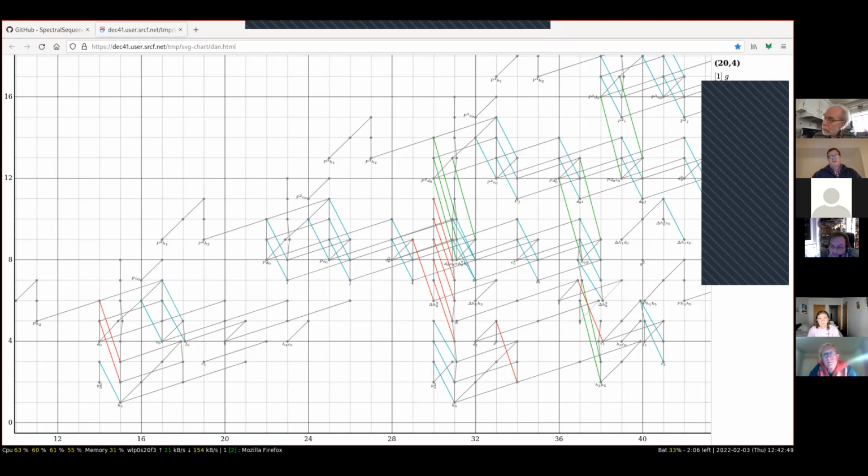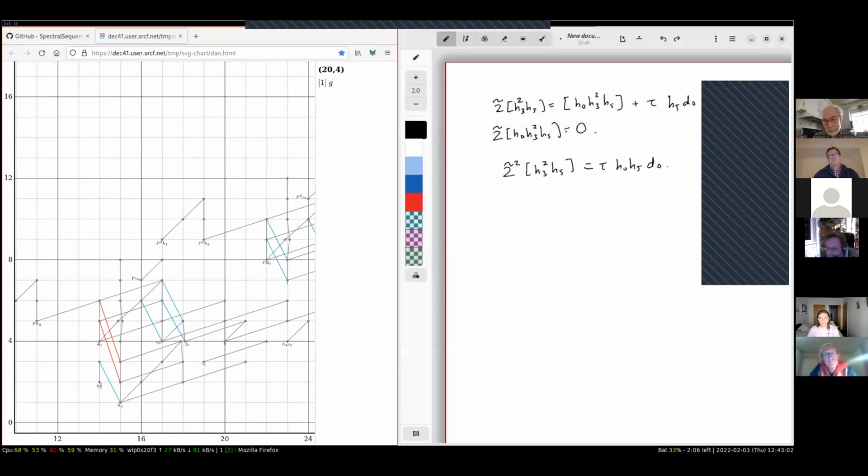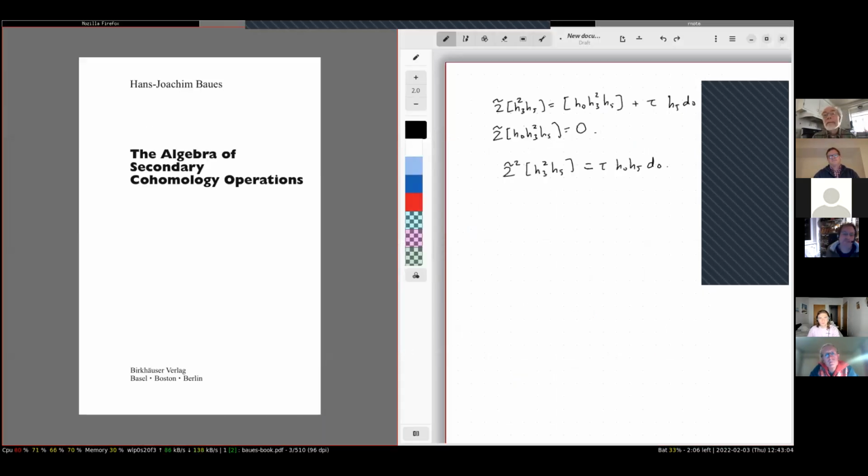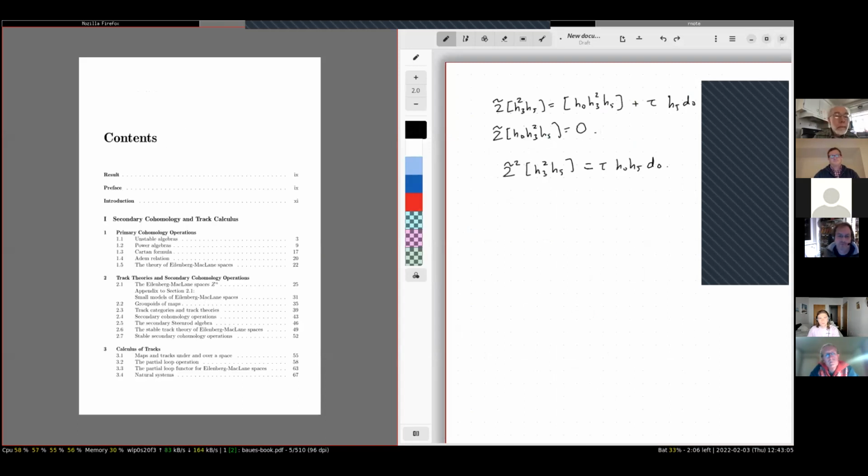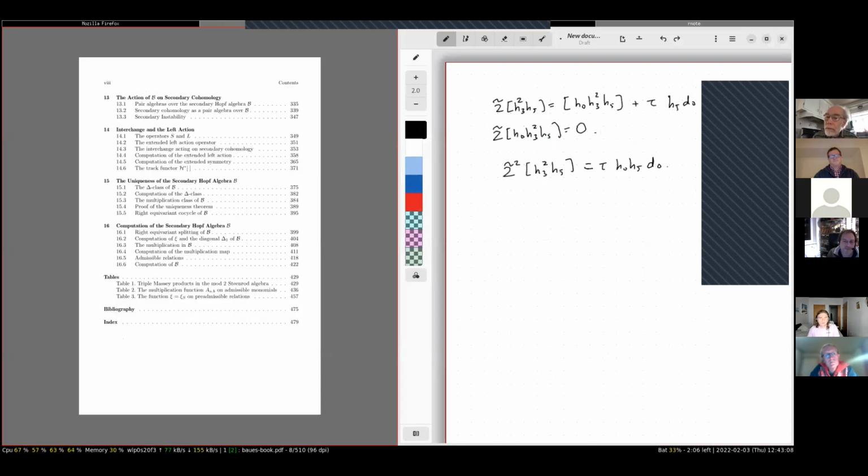What about the C-motivic secondary Steenrod algebra? I have zero idea. An embarrassing thing is I still have no idea how Bauer computed the secondary Steenrod algebra. I'm not sure if anyone does. He has this very long book, which I think, actually, he uses this secondary Hopf algebra structure of the second.